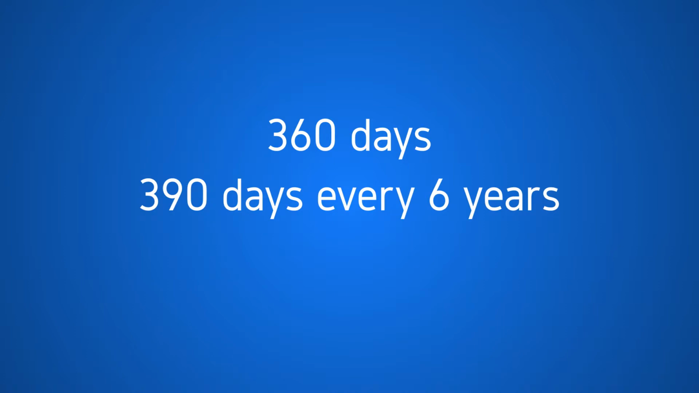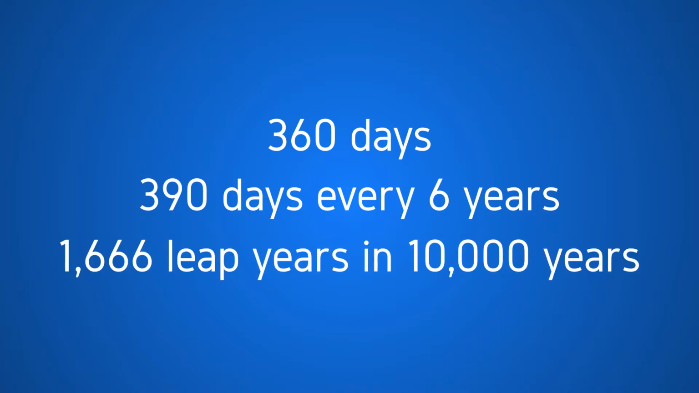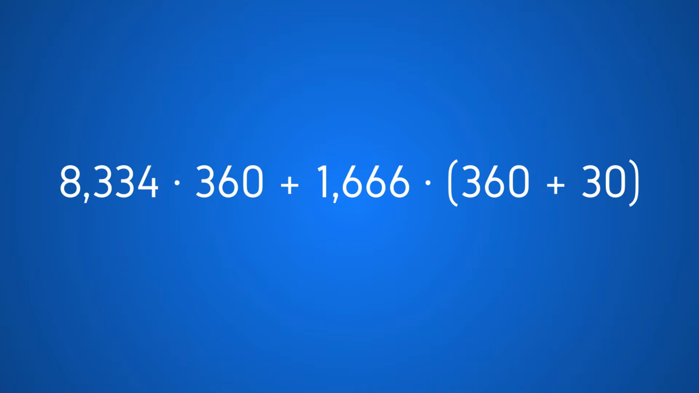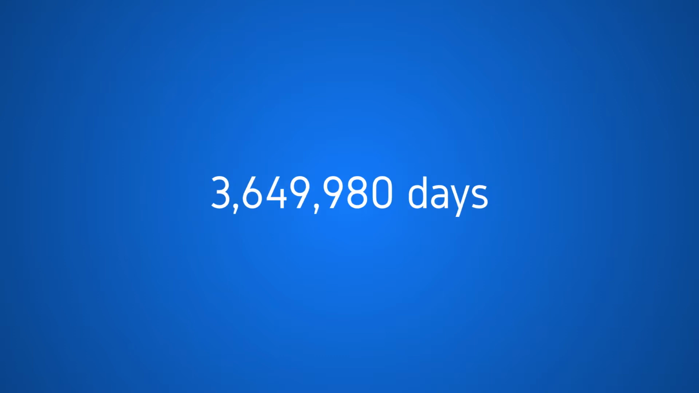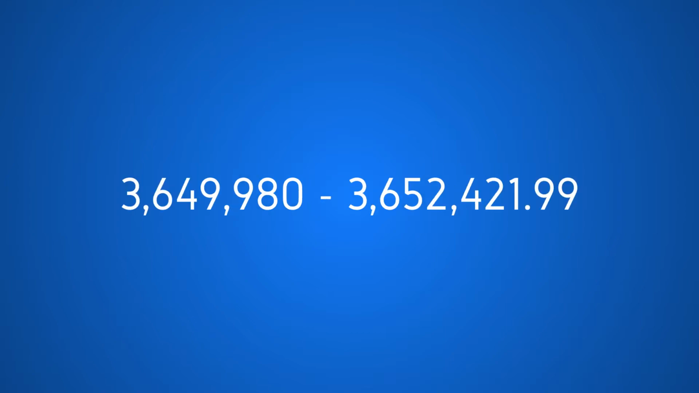An average Persian year has 360 days, but we have to take every 6th year into account. There are 1,666 leap years in every 10,000 years, so we just multiply and add. 8,334 times 360 plus 1,666 times 360 plus 30. That equals to 3,000,240 plus 649,740, which is... we add that, carry one over, and add the next one, which is 3,649,980 days.